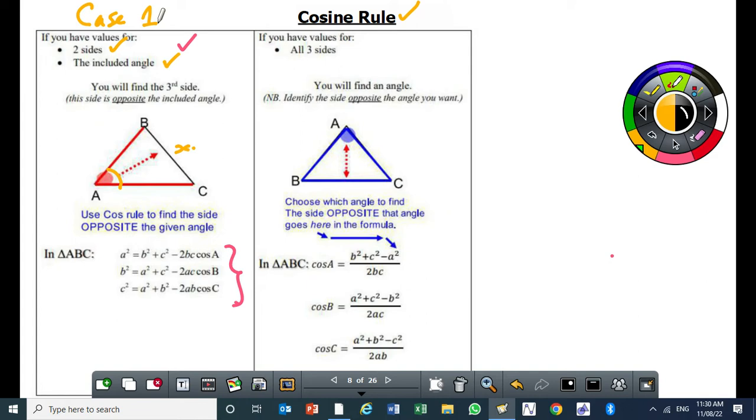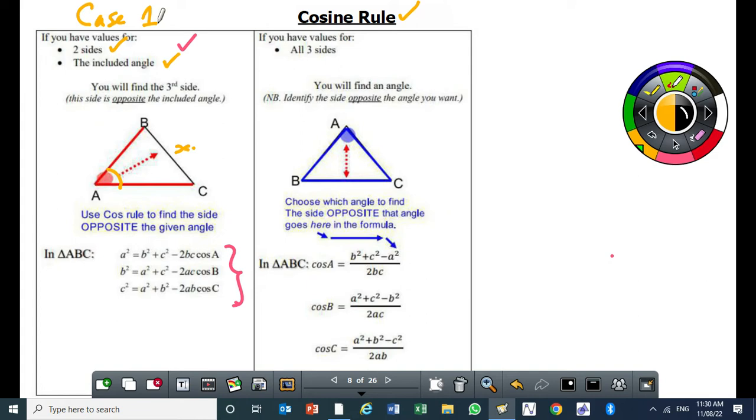Remember, with the sine rule there are two cases as well. You can have two sides given and one angle, and then you are supposed to calculate the angle which is opposite one of the two sides. Or you can have two angles and one side. Now, with the cosine rule, you always get one angle and two given sides as the first and most common case.